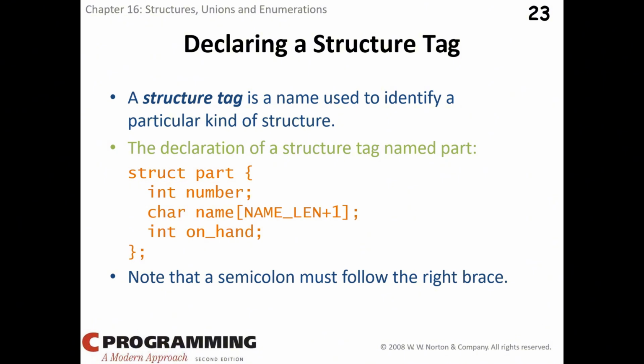In this example, part is the structure tag, and it represents a type of structure that contains members for a part number, a name, and a quantity on hand. It's important to note that a semicolon must follow the closing curly brace of the structure definition, and this indicates the end of the structure declaration. By declaring a structure tag, we create a reusable type that can be used to declare multiple structure variables throughout our program.